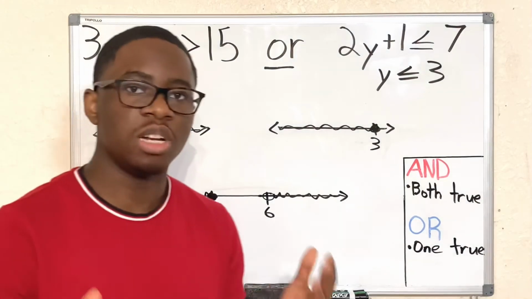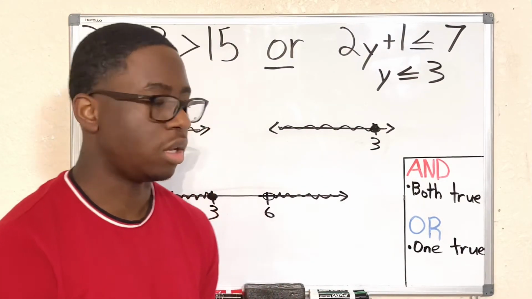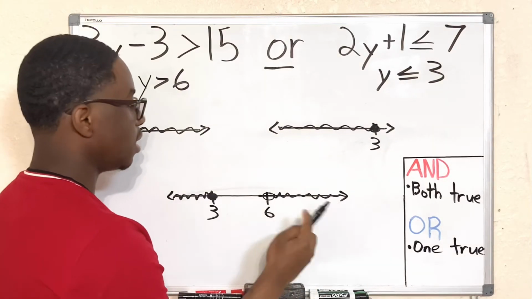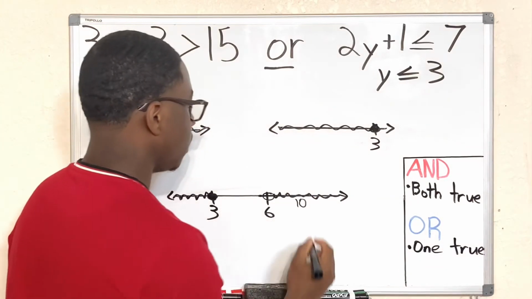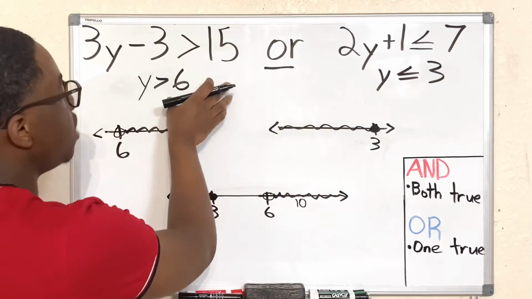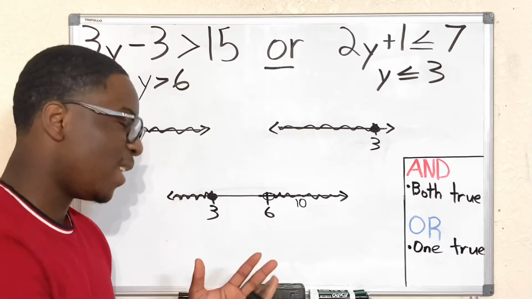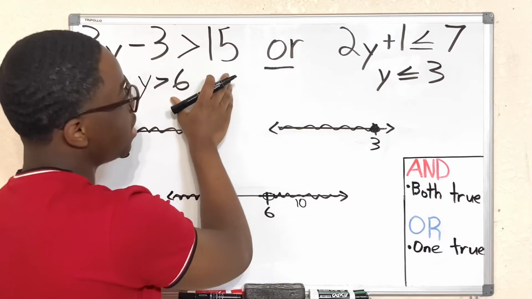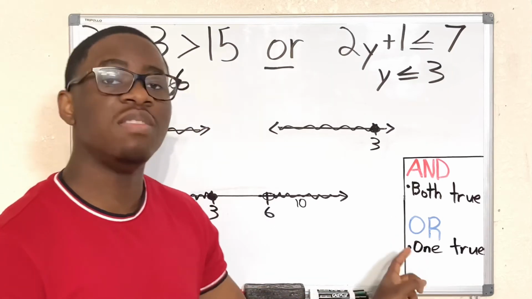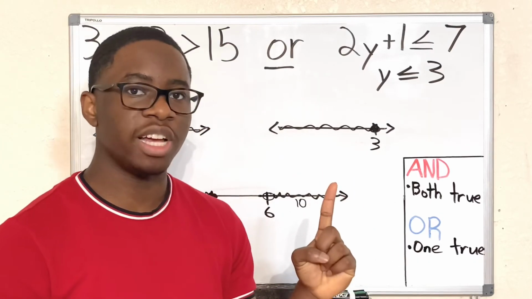Now remember what I said about any given point on the number line. So let's say I choose a point right here. Let's say this is, I don't know, 10. 10 will satisfy this inequality, but not this one. But that's okay, because at any given point, just one inequality has to be true.